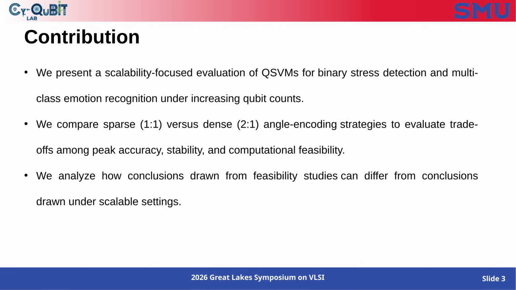The main contribution of this work is a scalability-focused evaluation of quantum support vector machines. We study both binary stress detection and multi-class emotion recognition while increasing the number of qubits. We also compare two angle encoding strategies: sparse 1-to-1 encoding, where each feature maps to a qubit, and dense 2-to-1 encoding, where two features are embedded into one qubit. This allows us to examine the trade-offs between accuracy, stability, and computational feasibility. Finally, we show that conclusions from small feasibility studies can differ significantly from conclusions drawn under more scalable settings.